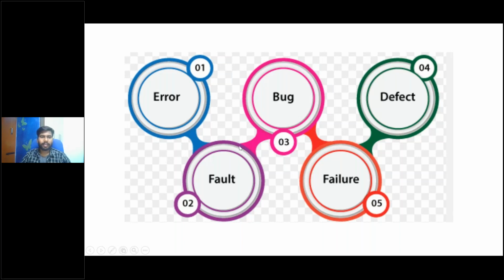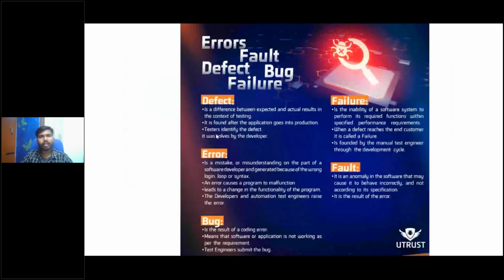So these are terms we use to represent defects: error, bug, fault, failure, defect. We'll discuss them one by one. Basically, a defect is nothing but an error, bug, fault or failure. While testing, if the actual behavior does not match the expected behavior, then we call that an error, fault, bug, defect or failure, whatever it is. Now we'll see that in detail. So what is a defect?